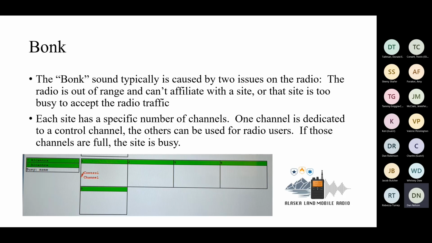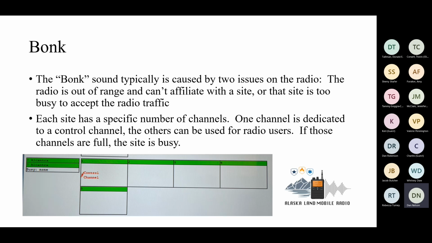Each site has a control channel, and a control channel is what handles that affiliation. If you remember, that data going back and forth happens on the control channel. This site here is a 5-channel site. So essentially, when we take the control channel out of the mix, there's 4 channels left for users. If the channels are full, you'll get a site busy, you'll get that bonk.